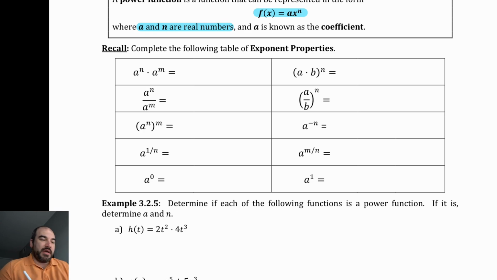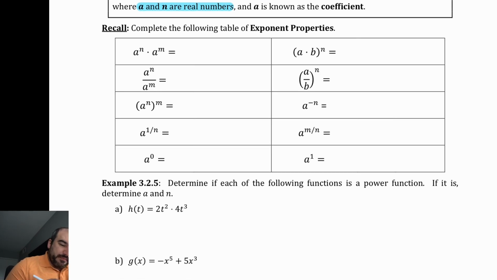Right. Let's fill those out now then. You may have seen these before. It says recall, so I'm expecting you've seen these before. When we multiply two expressions or two terms with the same base and same or not same exponents, we're going to add those exponents. So a to the n times a to the m is going to end up being a to the n plus m. So we multiply terms with the same base, we add the exponents.